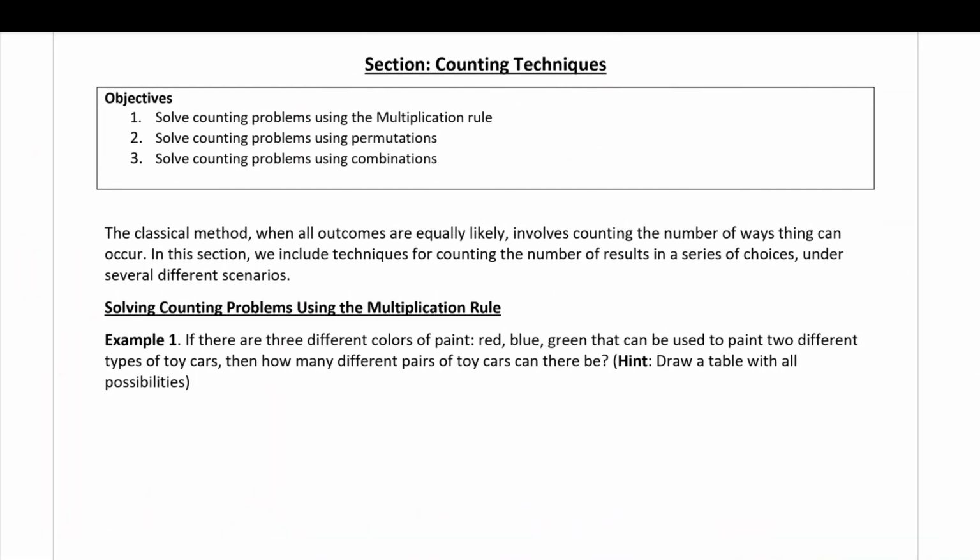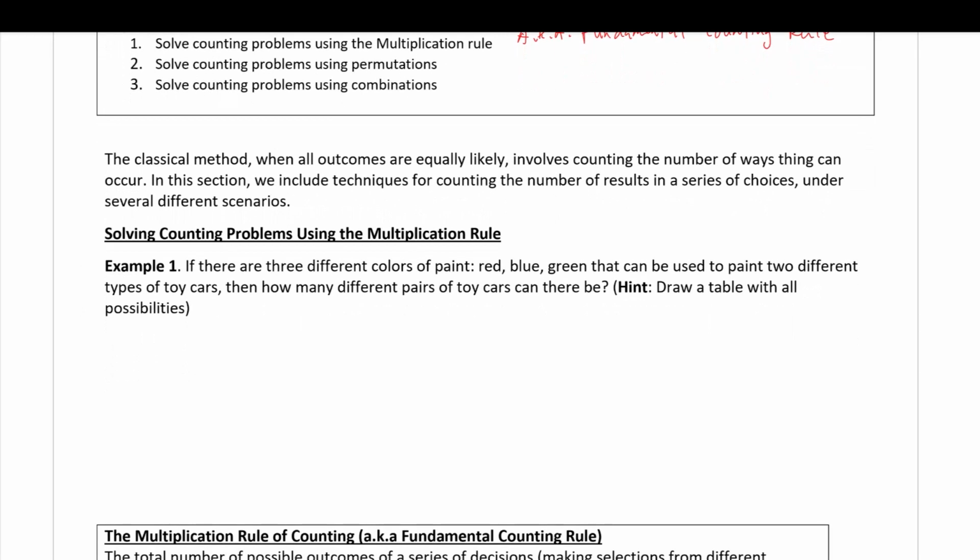Okay, this section's on counting techniques. The objectives here are to solve counting problems using the multiplication rule, which will also be known as the fundamental counting rule. Okay, and then we're going to discuss permutations and combinations and what those mean. So let's start off with a very simplistic example to illustrate this first concept of the multiplication rule.